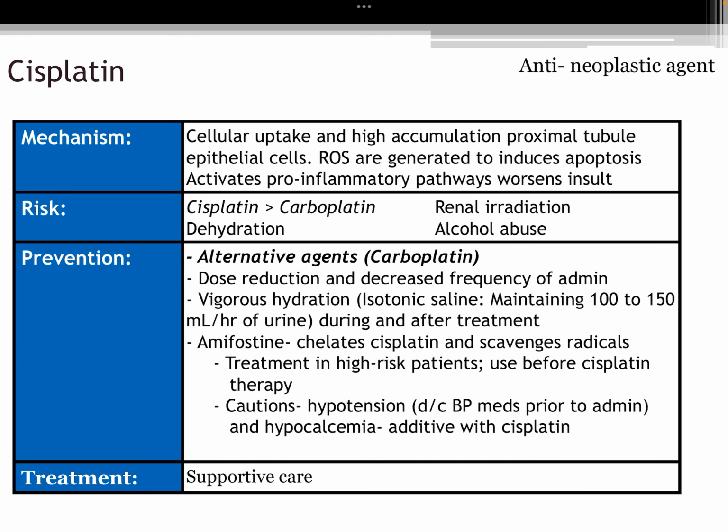Next, we have cisplatin. This is an anti-neoplastic agent, so it's a chemo agent. Really how this works is that after cellular intake and high accumulation, it causes reactive oxygen species that lead to direct toxicity. Cisplatin has a cousin agent, you can think of it, within the same class called carboplatin that has less of a risk. So you do see that cisplatin has a higher risk than carboplatin in these cases. Other risk factors include dehydration, renal radiation, meaning that you're getting radiation in the kidney or around the kidney.